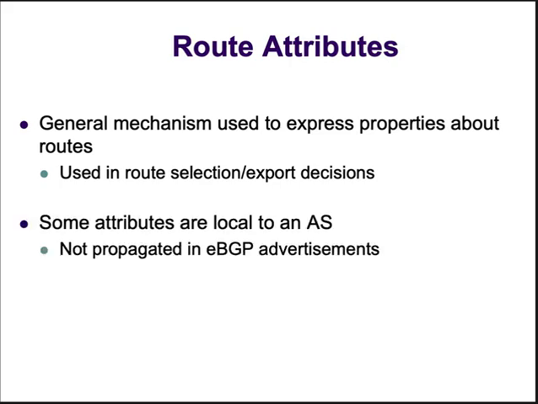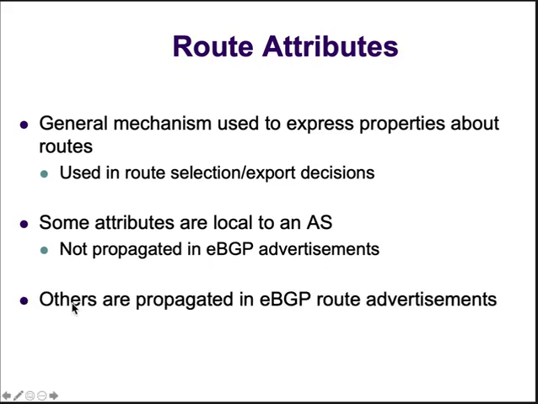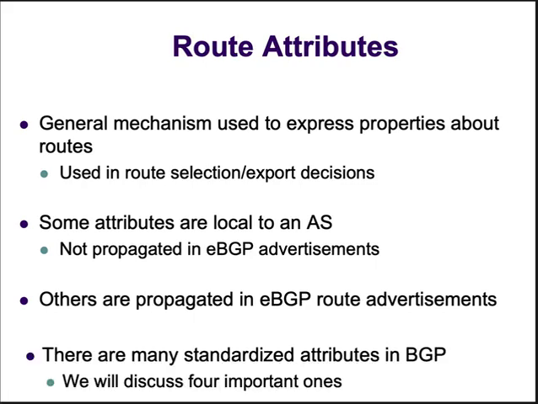Again, some attributes are local to an AS, so there are some attributes that will be associated with a prefix or associated with a path that a border router will never share with border routers outside its domain or with any router outside its domain, so they're local. There are also attributes that are propagated in eBGP route advertisements, so there are attributes that will get propagated across the internet. And in general, there are many standardized attributes. We are going to talk about 4 important ones in this class.